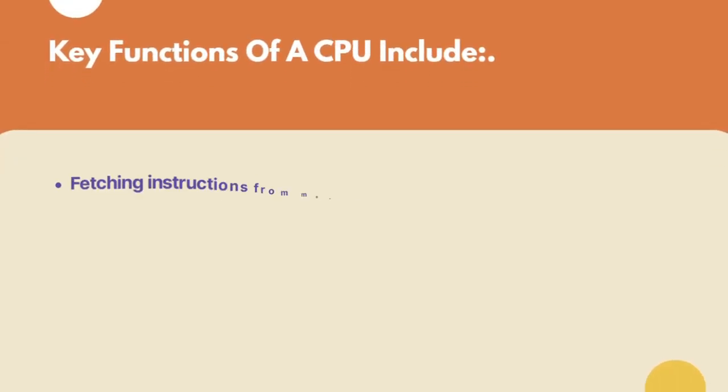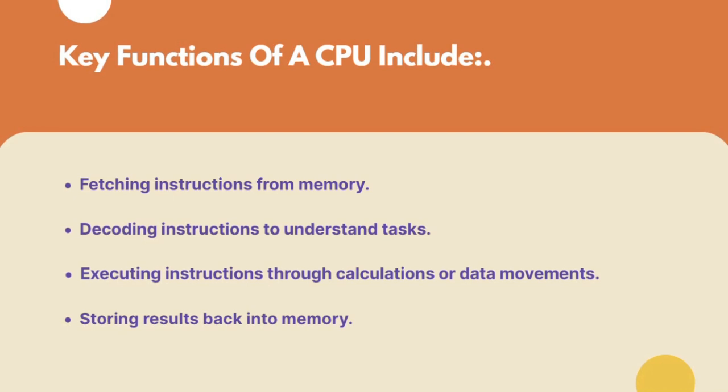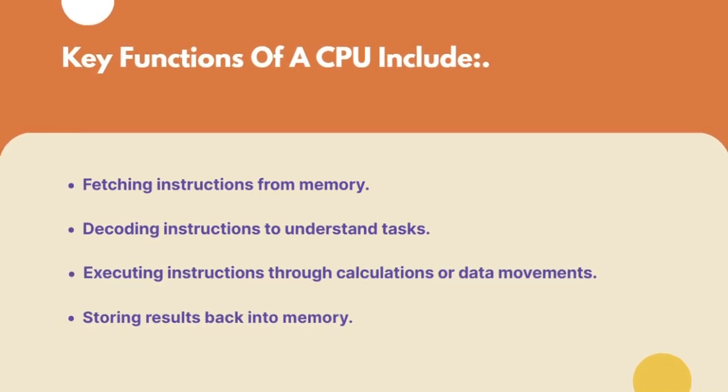Key functions of a CPU include fetching instructions from memory, decoding instructions to understand tasks, executing instructions through calculations or data movements, storing results back into memory.